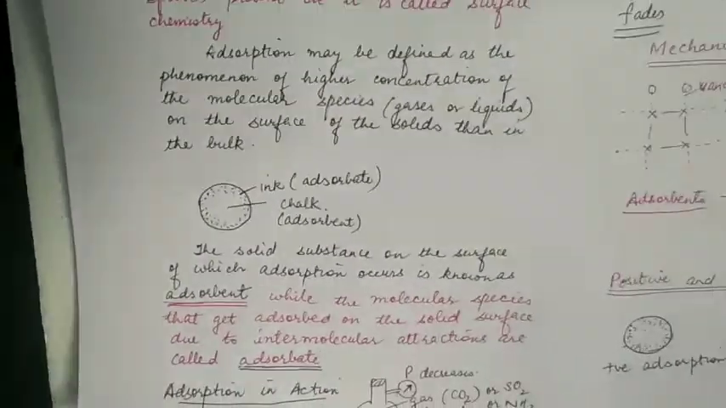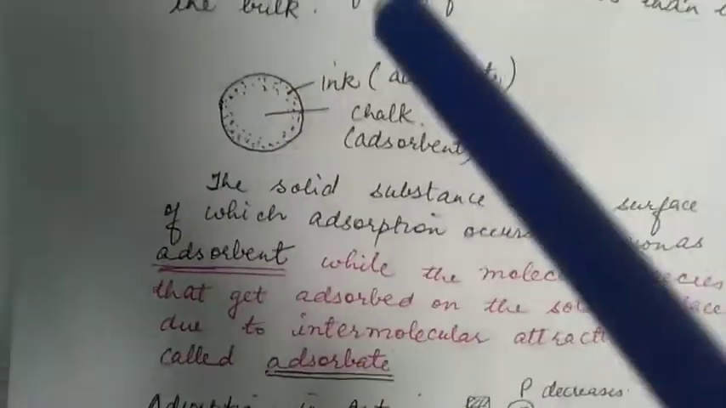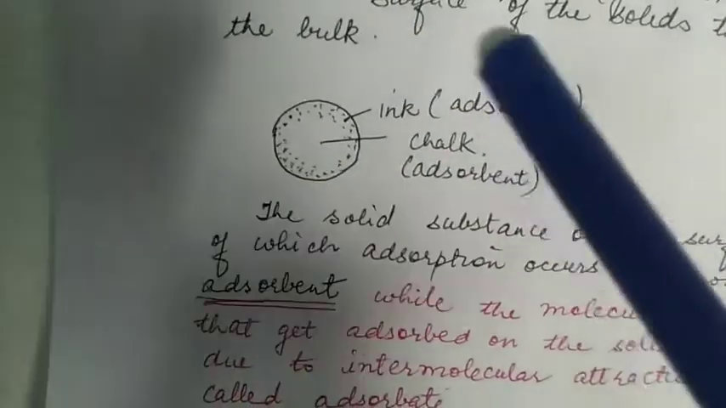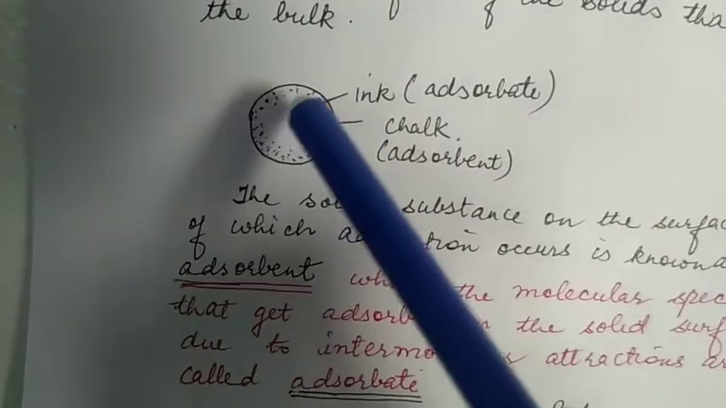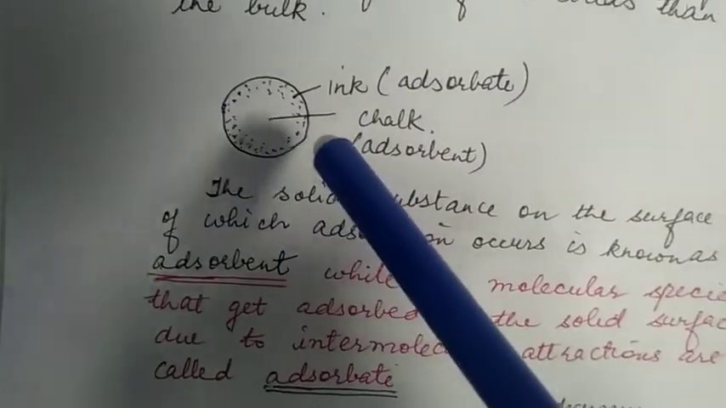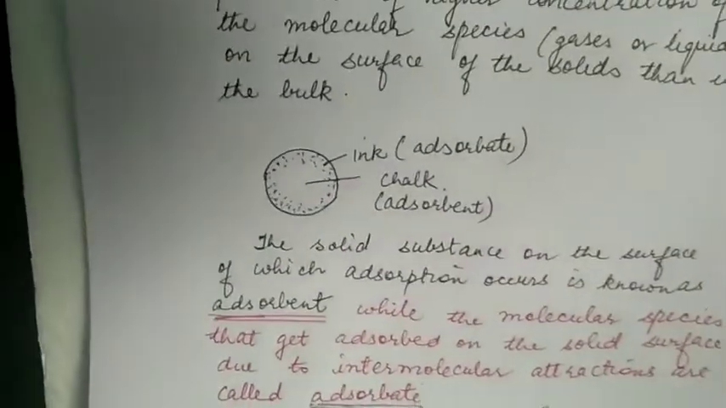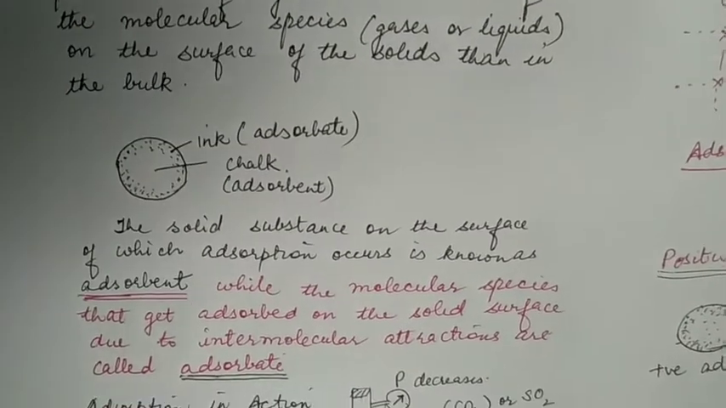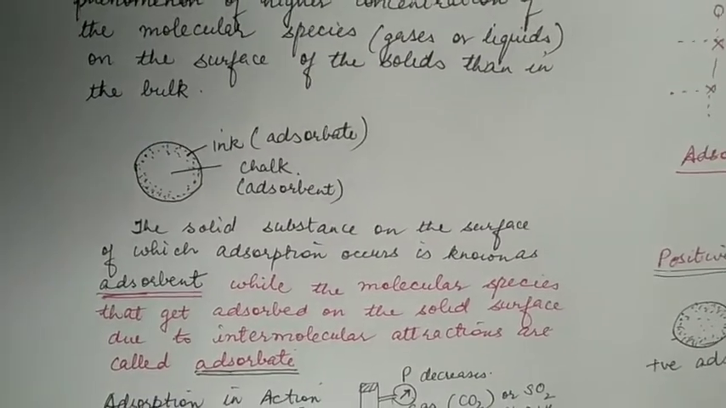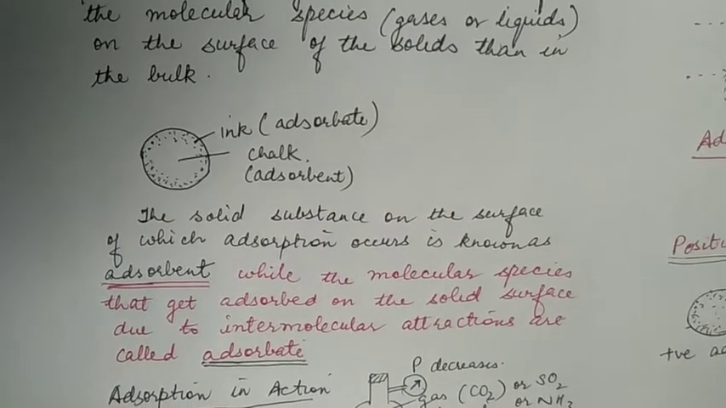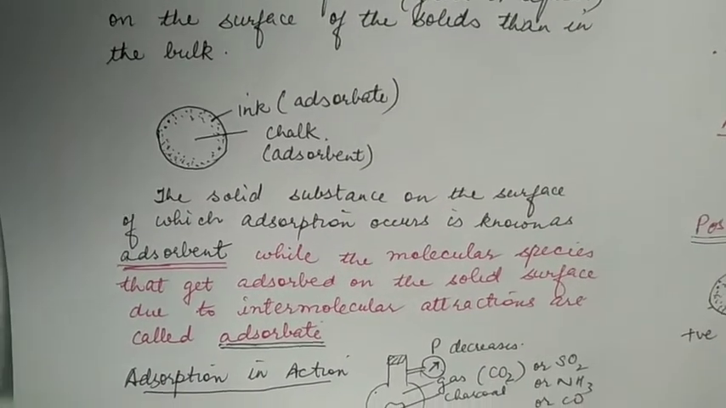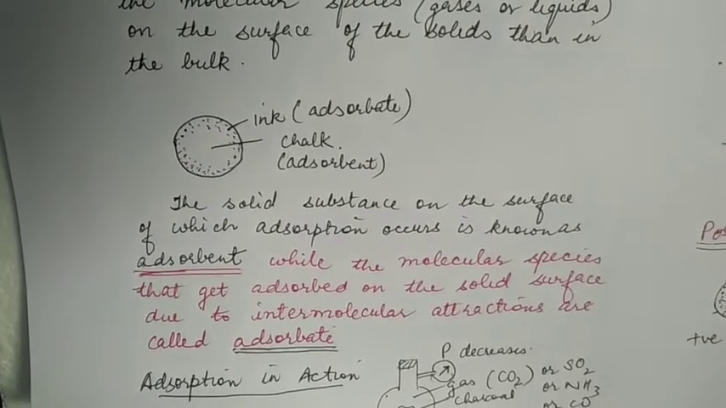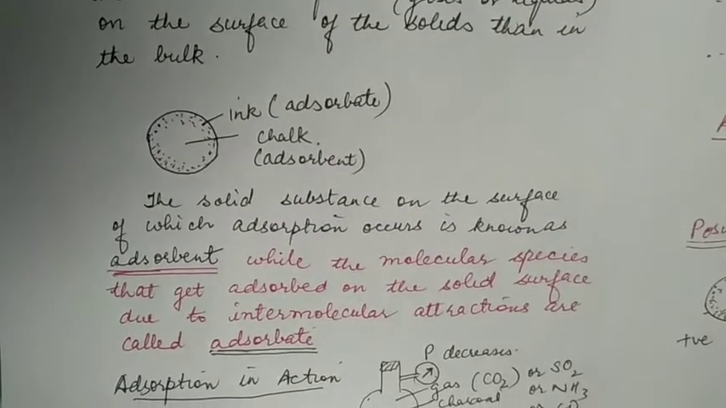Suppose you take a piece of chalk and dip it in ink solution and then break the chalk into two parts. You see that ink is present only on the outer surface of the chalk and the inner part is still white. The solid substance on the surface of which adsorption occurs is known as adsorbent, while the molecular species that get adsorbed on the solid surface due to intermolecular attractions are called adsorbate.